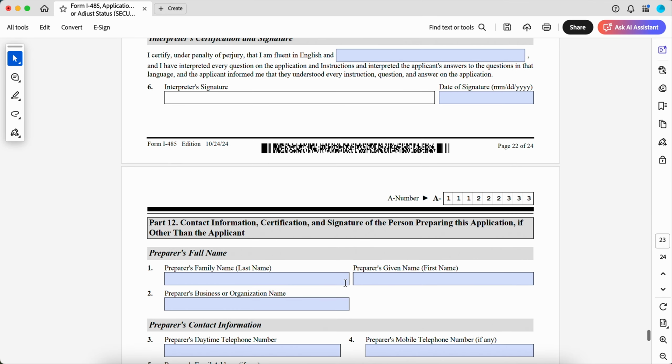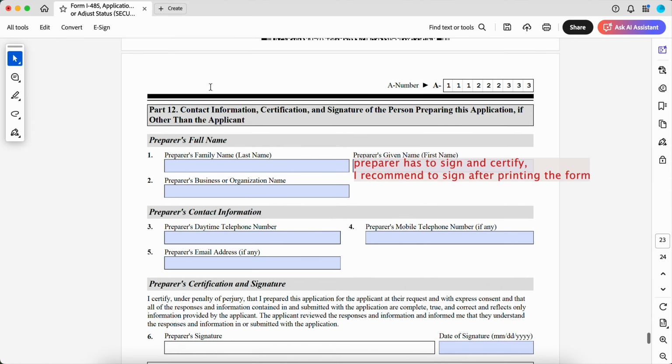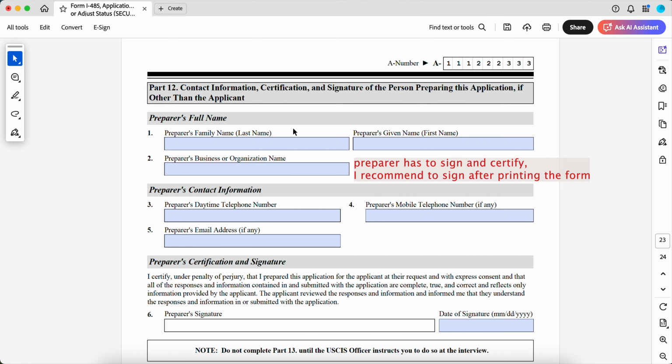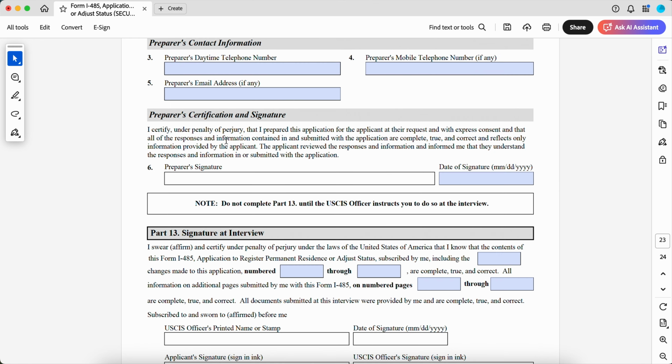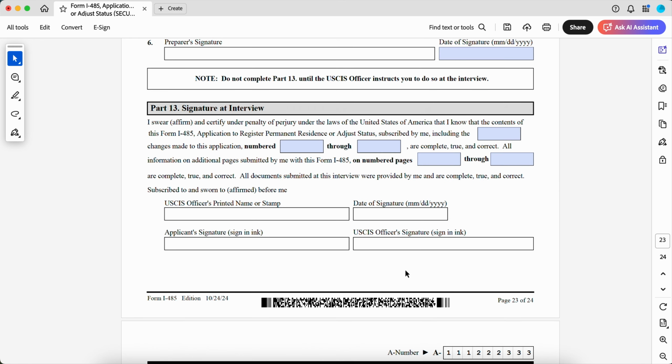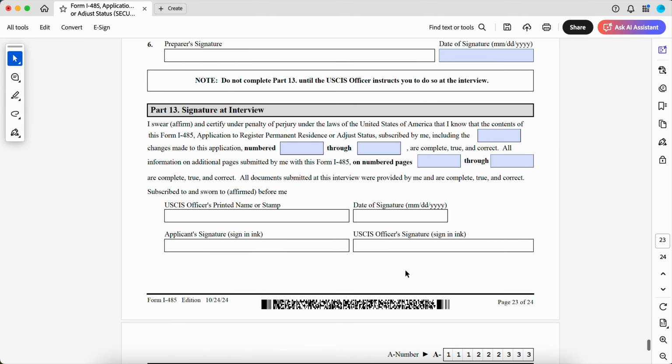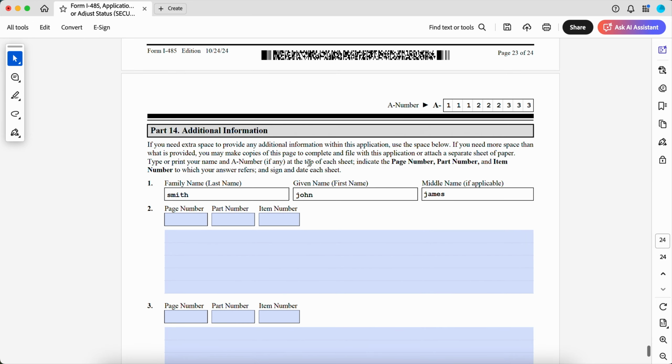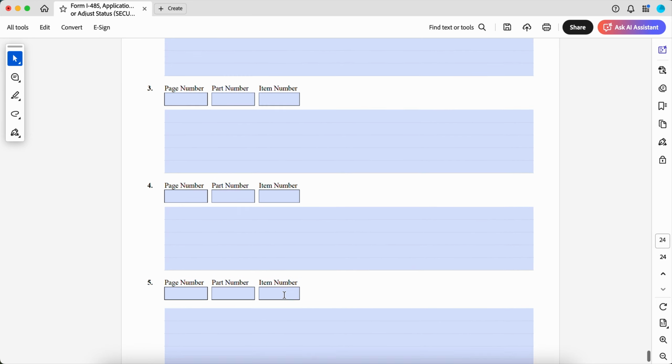Part 12, if you did not fill out the form I-485 and it was filled out by anybody other than you, this person has to write in their name and their number. Part 13 is left unfilled because you will fill it out at the end of your interview, if you will have an interview. If the interview will be waived, and you will be lucky, you don't have to fill it out, but for right now you leave it blank and you do not fill it without the USCIS officer.